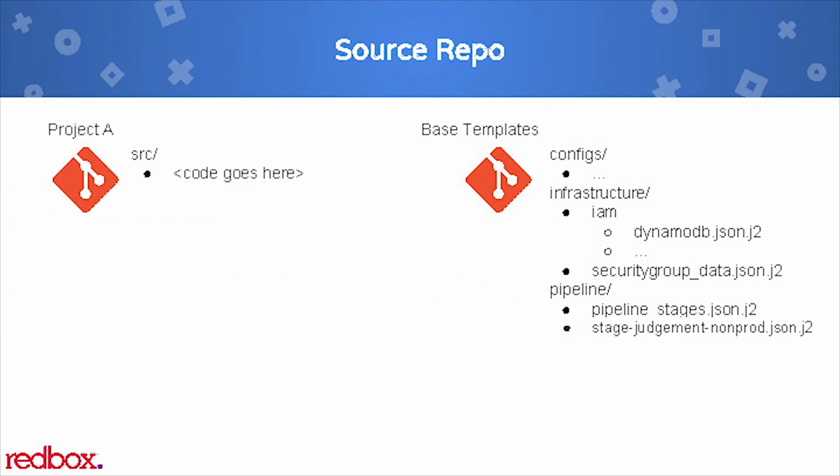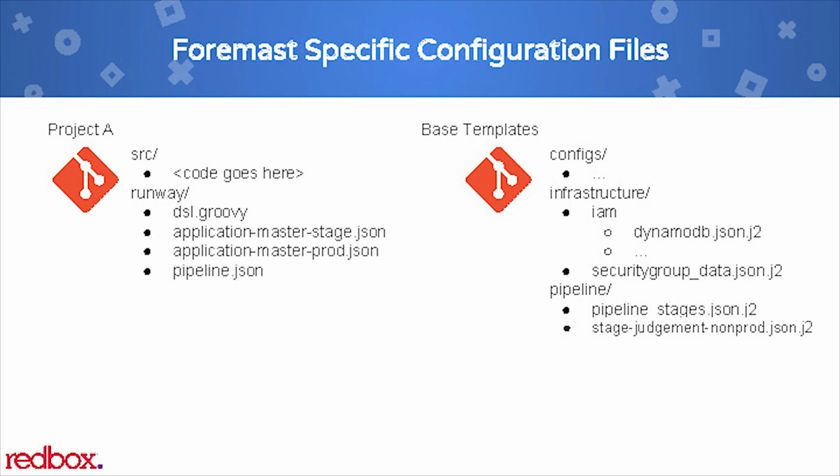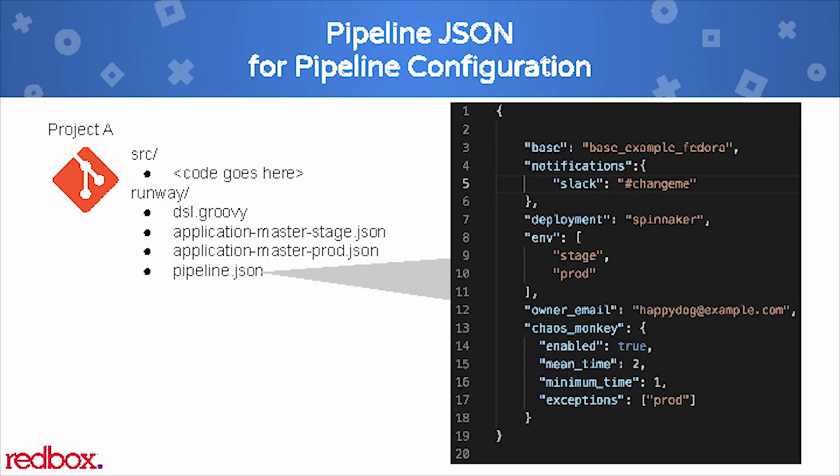So in your project, your actual code, you have your source control where your code goes. You have your DSL Groovy. Hey, remember that from earlier? But then you have your 3 Foremast specific files. And what are these files? You have an application stage, you have an application prod, and you have your pipeline.json. In your pipeline.json file, you define things like key value pairs, like I want to use a Fedora base image. I want to send a notification to this Slack channel. I want to deploy to these targeted environments. Here's the owner email, and here's how to set up Chaos Monkey, a great tool.